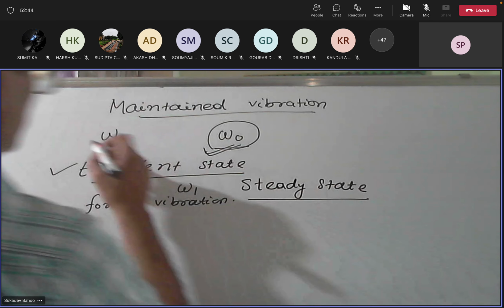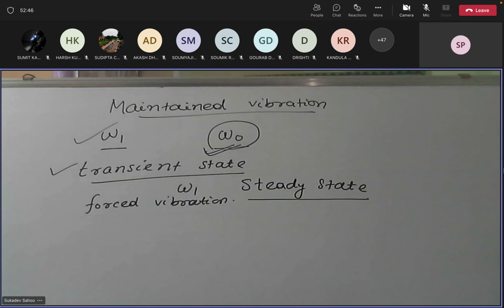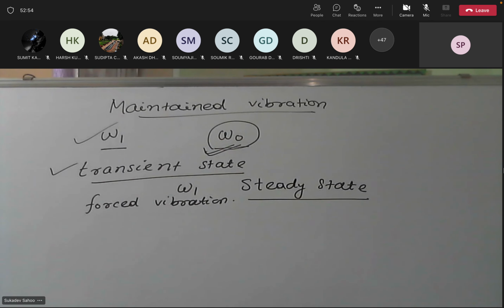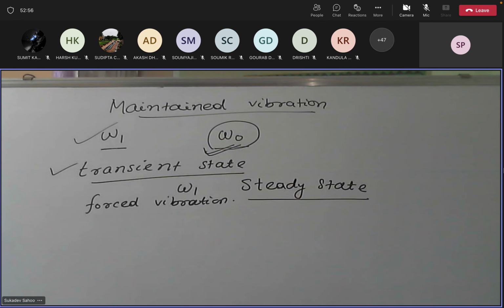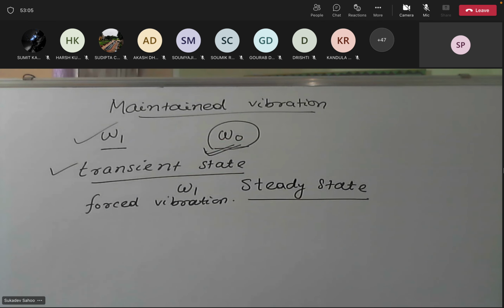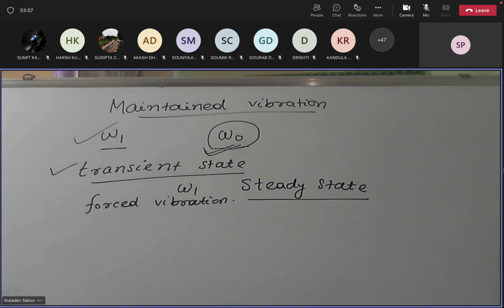Body is vibrating only with the frequency of external periodic force. This is known as forced vibration. So we can say that forced vibration is a vibration in which the body or system oscillates with a frequency of externally applied force.